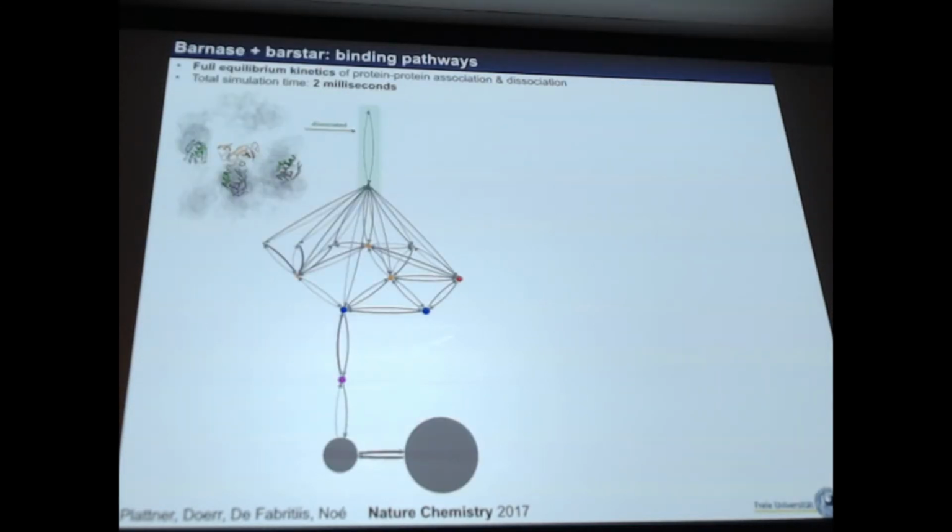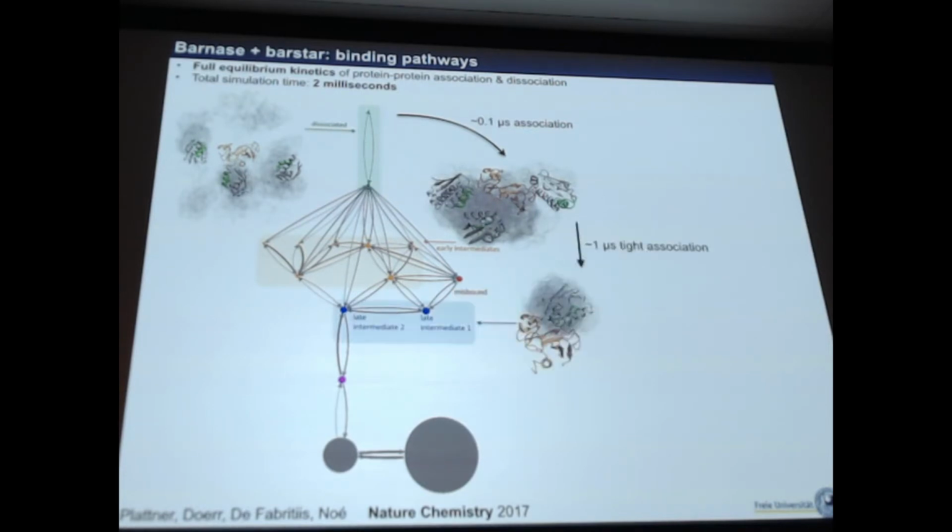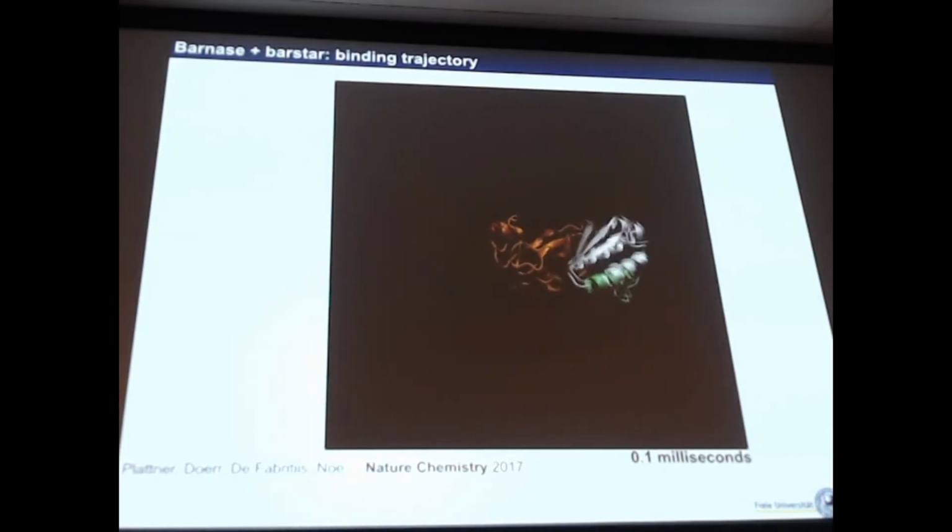So what we basically get is a network describing the binding of these two proteins from the dissociated state over some early intermediates where they are in contact but not in the right conformation, to a barstar being in the binding pocket of Barnase but having the wrong orientation, to eventually a stable complex. And this stable complex actually seems to consist of two substates, which is a new insight, or at least this proposed state hasn't been reported before.